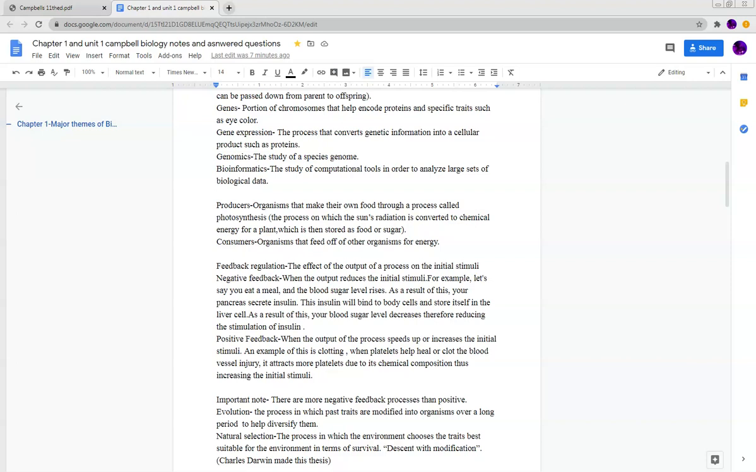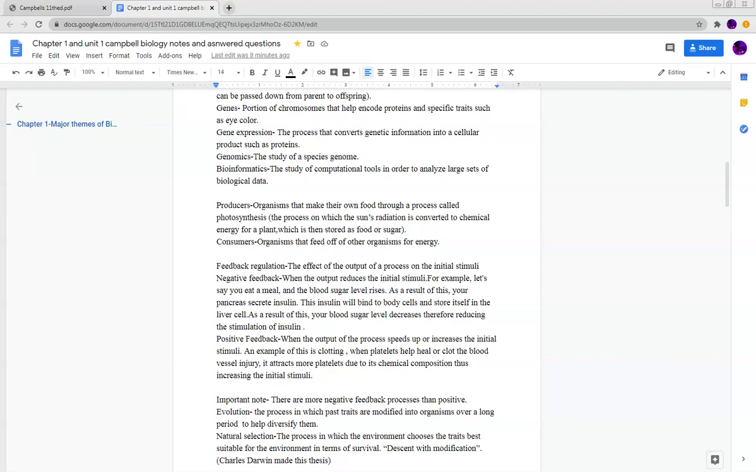So positive feedback is basically when the output process speeds up or increases the initial stimulus. For example, clotting, I think they use clotting in this textbook. Clotting is when you have a blood vessel injury and platelets come to help heal or clot the blood. When these platelets do this, they attract more platelets due to chemical composition, thus increasing the initial stimulus. The initial stimulus was the formation of platelets, and now the formation of platelets brings more platelets given its chemical composition. So we've actually increased the initial stimulus.